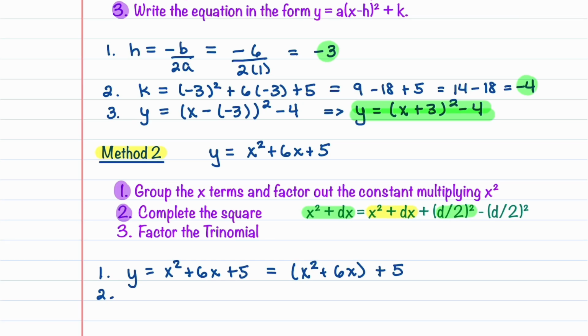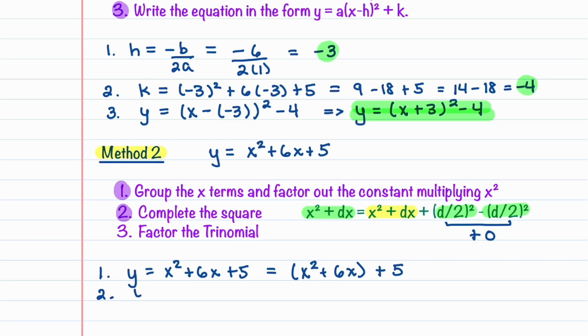And then because you can't change an expression, you can only add 0 to it, we then have to subtract d divided by 2 quantity squared. This is essentially just adding 0, so we're not changing anything. I think the formula is a little bit complicated. You don't need to memorize it. If you do enough of these problems, you'll learn exactly what to do. Let's go ahead and apply that.